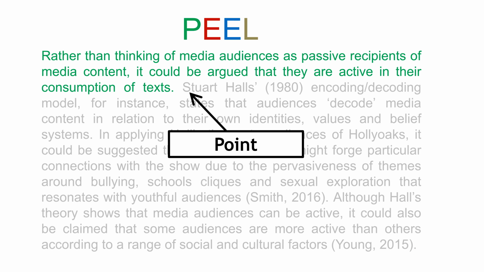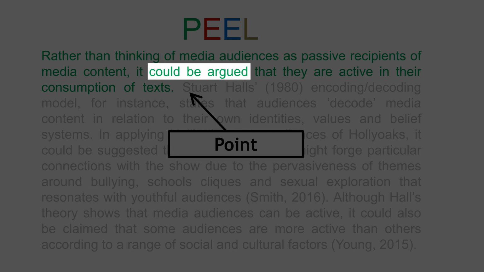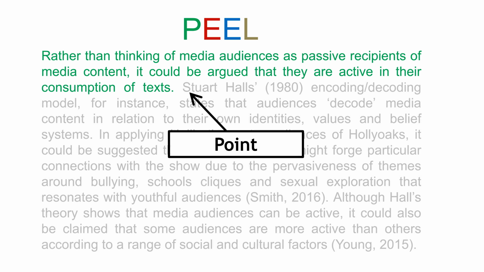The section shown in green refers to the main point of the paragraph. Here, we can see that media audiences are not passive, but are active in their consumption of texts. The use of the phrase "could be argued" helps to signal that this is the student's point of view.